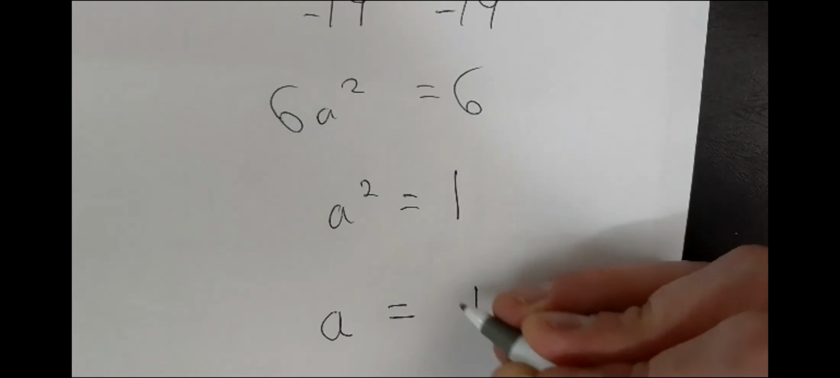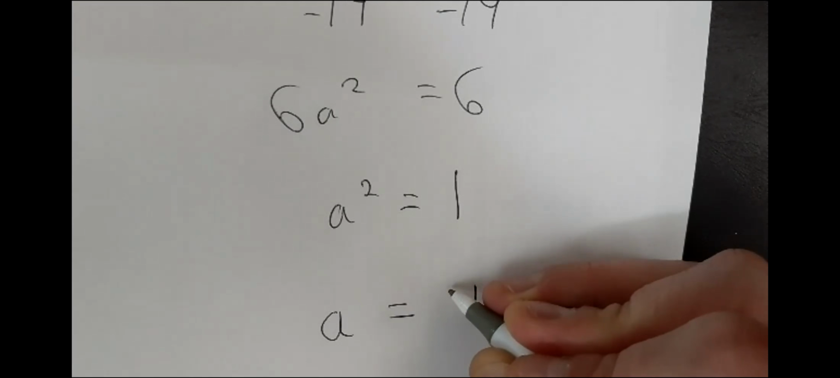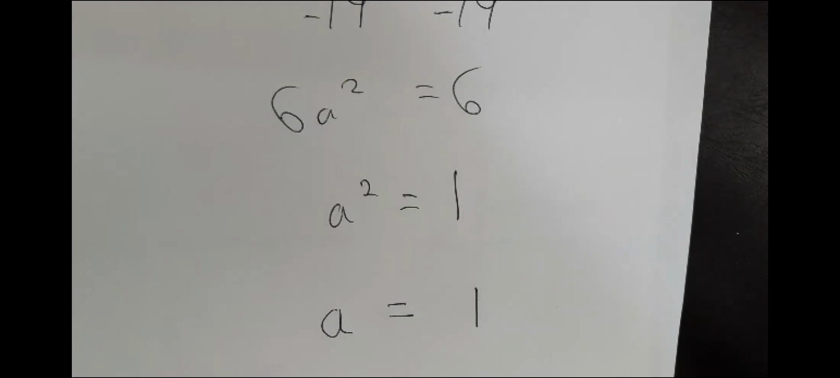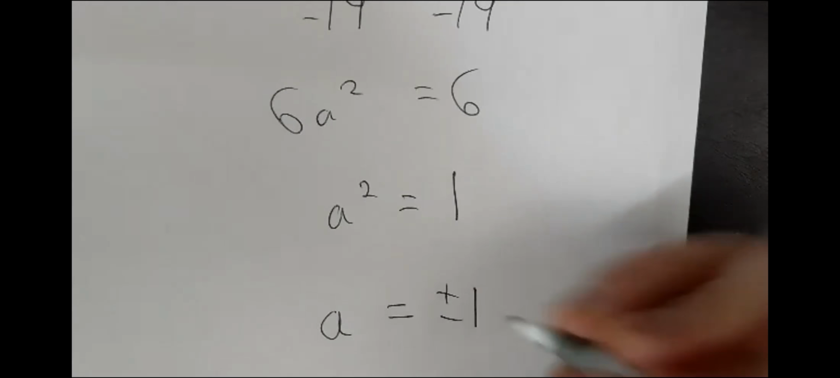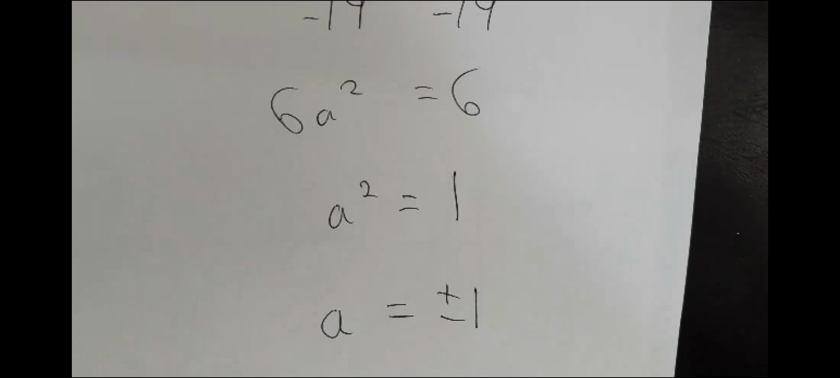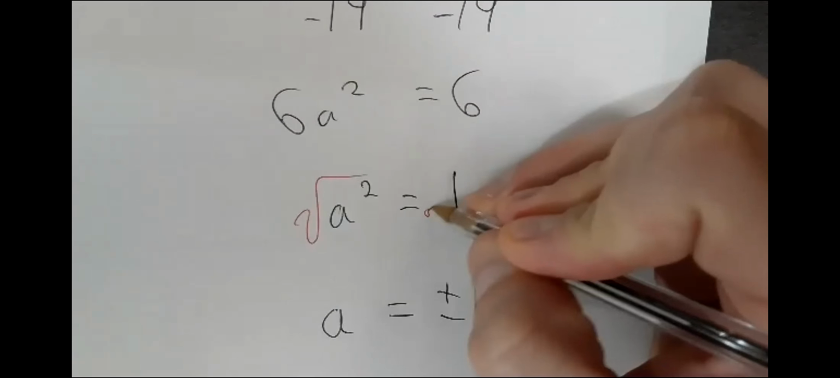Oh, be careful. If you take, I don't want to finish that sentence. What am I missing? Plus or minus 1. Yeah. Don't make me say it again. We took a square root. So this is the square root property. If you take a square root, you have to do plus or minus 1.